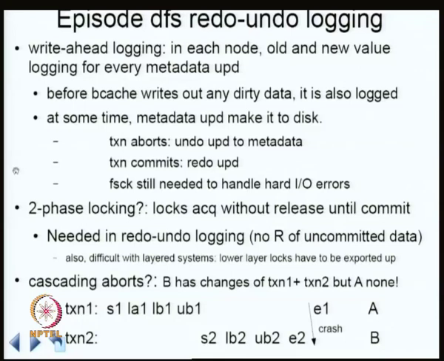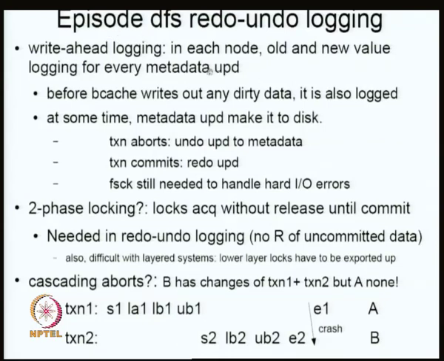So let me take one more example of another attempt at a distributed file system, which also tries to do something interesting. This Episode distributed file system uses what is called redo undo logging. I will explain what this is soon. And for efficiency it does some other interesting things. So we will just try to understand what is going on.